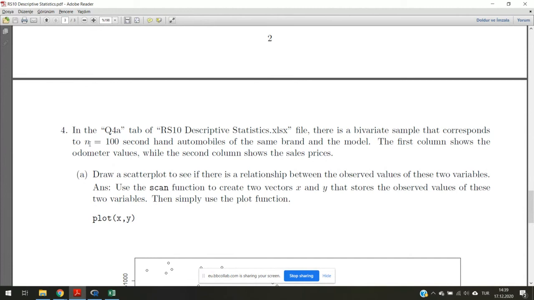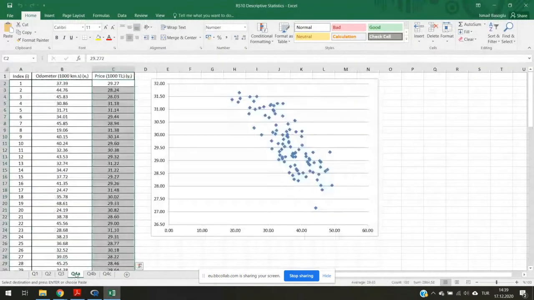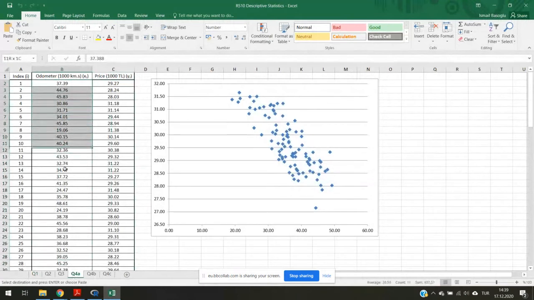In question 4, we have 100 second-hand automobiles. The first column shows the odometer values, while the second column shows the sale prices. You can see this in Q4A. These are the odometer values of the second-hand automobiles in thousands of kilometers, and these are the prices in Turkish liras. However, these are very old prices. Now it is impossible to purchase an automobile with these prices.